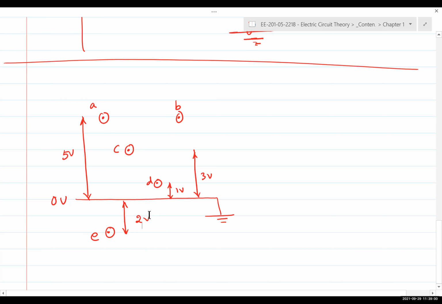You have different points in the circuit, different nodes, A, B, C, D, E. They're all at different voltages, and the voltages are all with respect to ground. So if I ask you, what is the voltage at VD? Single subscript notation means voltage at D measured with respect to ground. And so that would simply be 1 volt. So VD is 1 volt.